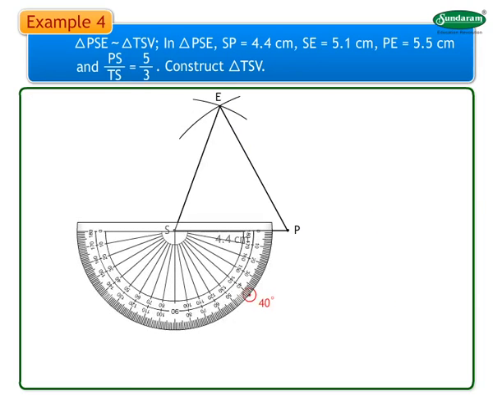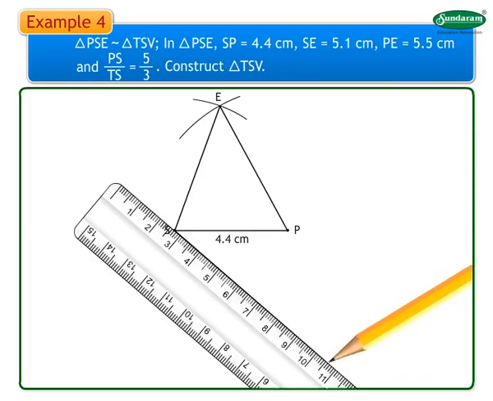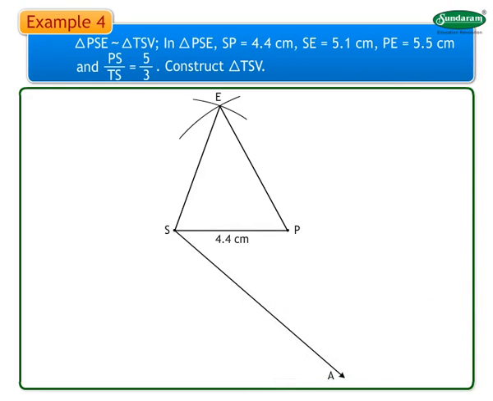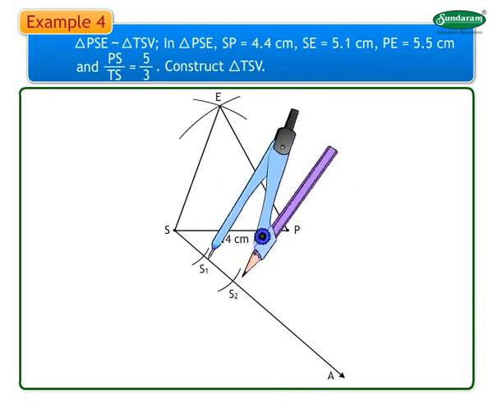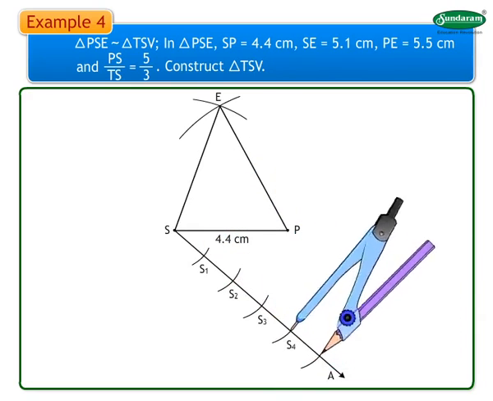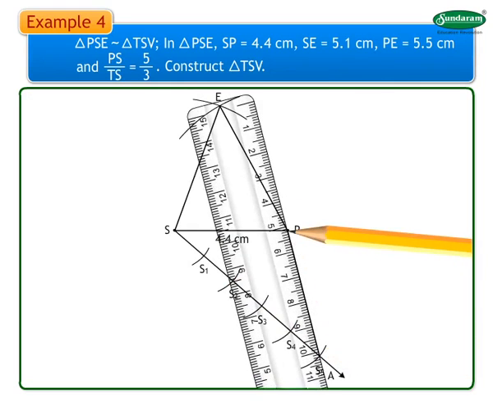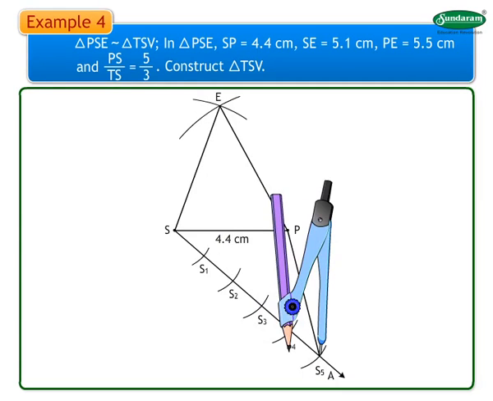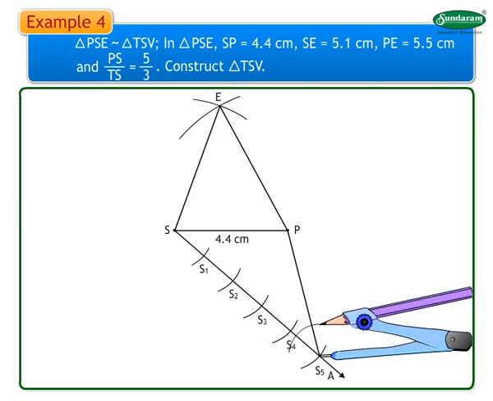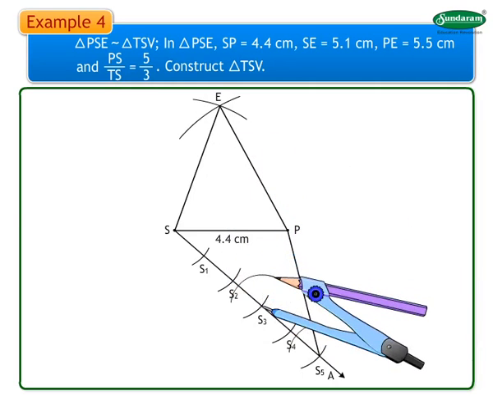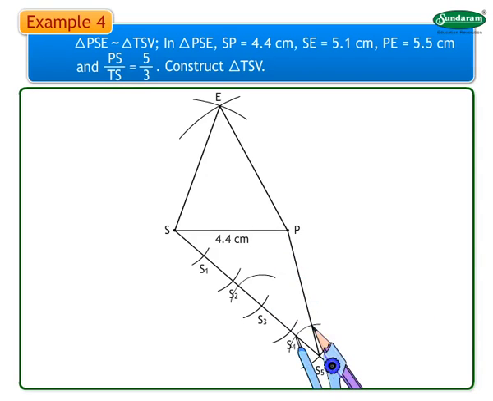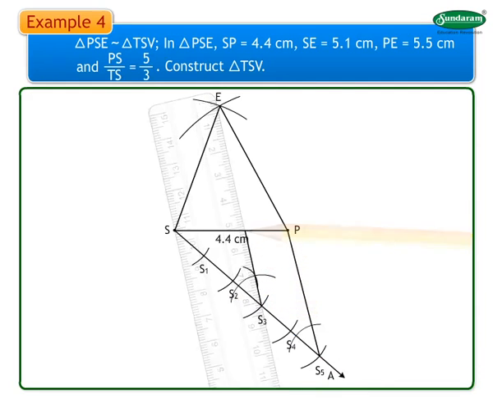Now draw any ray SA making an acute angle with segment SP. Divide the ray SA in 5 equal parts. Name them as S1, S2, S3, S4, S5. Now join PS5. Keep the point of compass on S5 and draw an arc. Taking the same distance, cut an arc from point S3. Now measure the distance of the arc drawn at point S5 and cut the arc drawn at point S3. Draw a line passing through point S3 and touching the segment SP at point T.